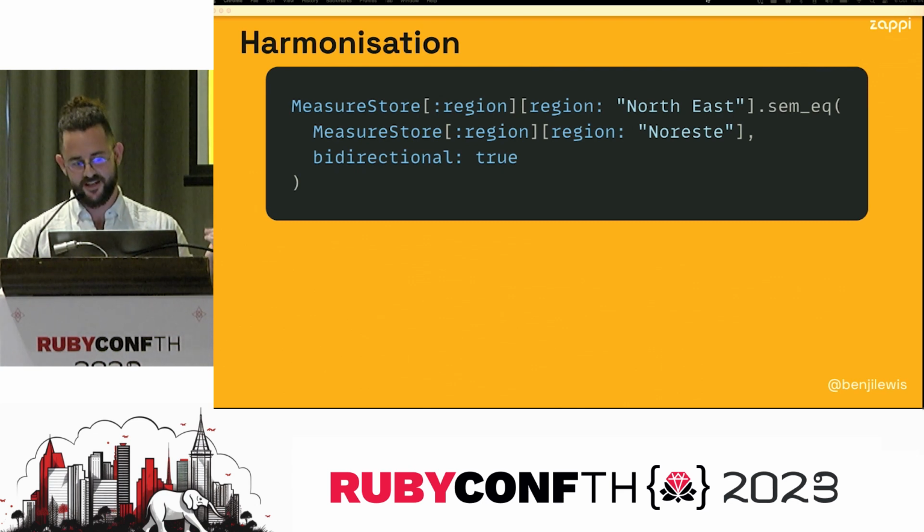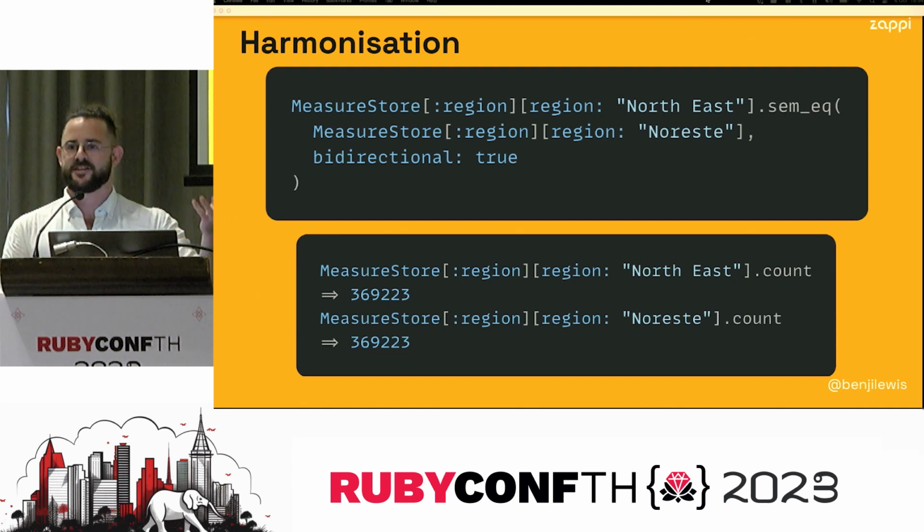And we run that and do the counts again. And here we can see that all the data from the Noreste region is now being included in the Northeast and vice versa.